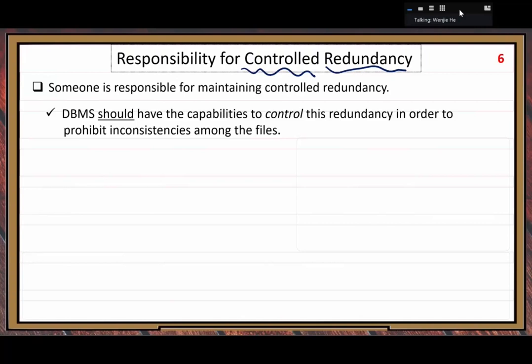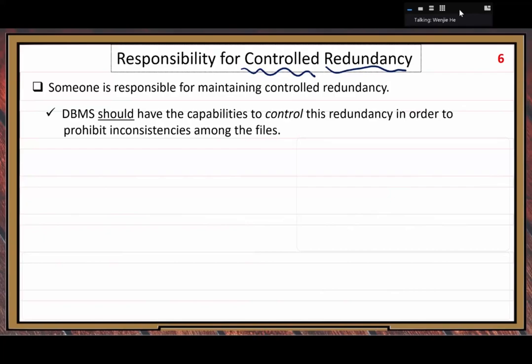I want to make some comments on this sentence. The DBMS should, underline should, have the capabilities to control this redundancy in order to prohibit inconsistencies among the files, but it couldn't. Although it should have that capability, it's too hard, too complicated. In order to make the DBMS do this kind of work, we need to write programs to tell the DBMS how to do it. That's our responsibility. The DBMS cannot do it automatically, so we need to do a lot of work to help it.